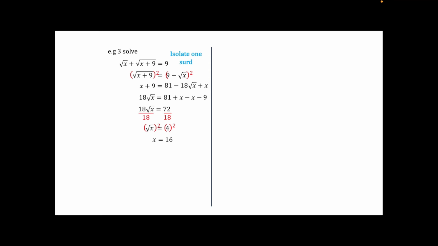Our final step is to check our answer. This means we see whether x is equal to 16 is true for our equation. Substituting 16 back into our original equation gives us root 16 plus 5 equals 9. 4 plus 5 equals 9, and therefore, 9 is equal to 9. x is equal to 16 satisfies our equation and is therefore true.